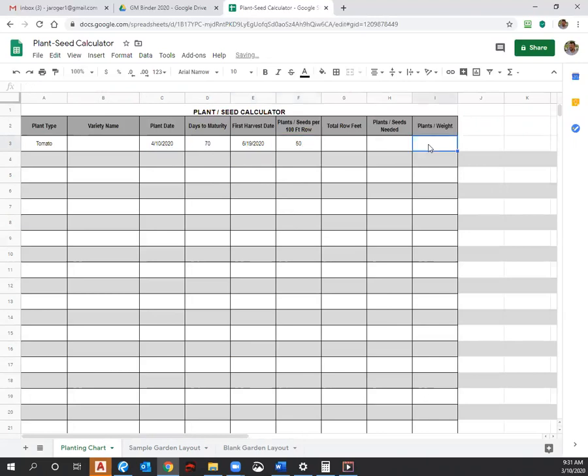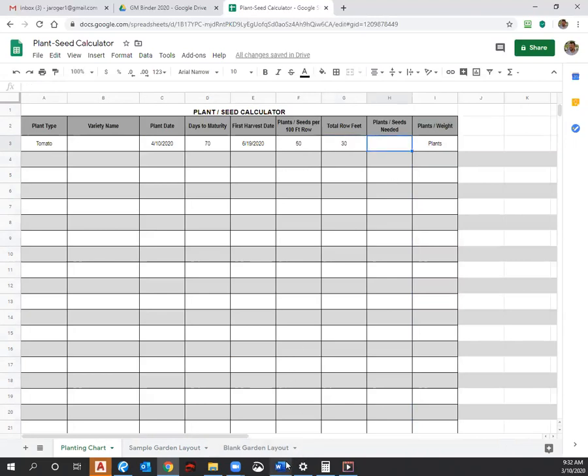Plants per 100-foot row. I know that this is 50 plants. So over here, I'm going to put plants. Now that is different. If you're doing it on paper, just write 50 plants. I do need to know if it's plants, ounces, pounds, whatever it is. So for the spreadsheet's sake, I had to split that out. So that's why we're here. And we have total row feet, 30 feet.